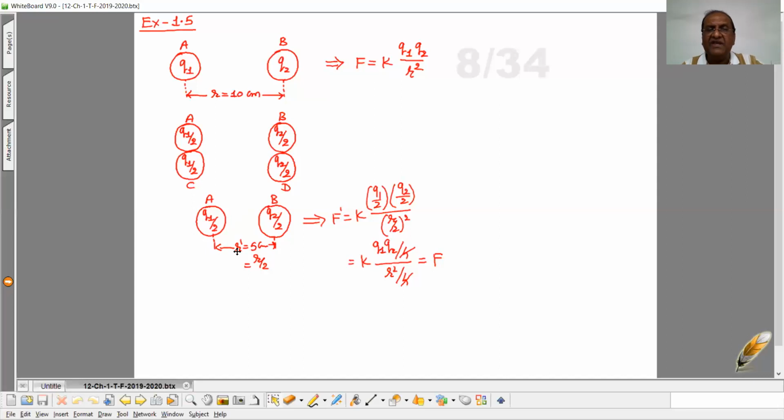It implies that we can write r dash, this distance, as r by 2, half of 10. Now the new force F dash is k Q1 by 2 into Q2 by 2 divided by r by 2 whole square. So that is k Q1 Q2 by 4 divided by r square by 4. The 4 cancels. Resultantly we will get k Q1 Q2 upon r square, but that is the initial force. So we can say F dash equals F. Clear? So that is your answer.